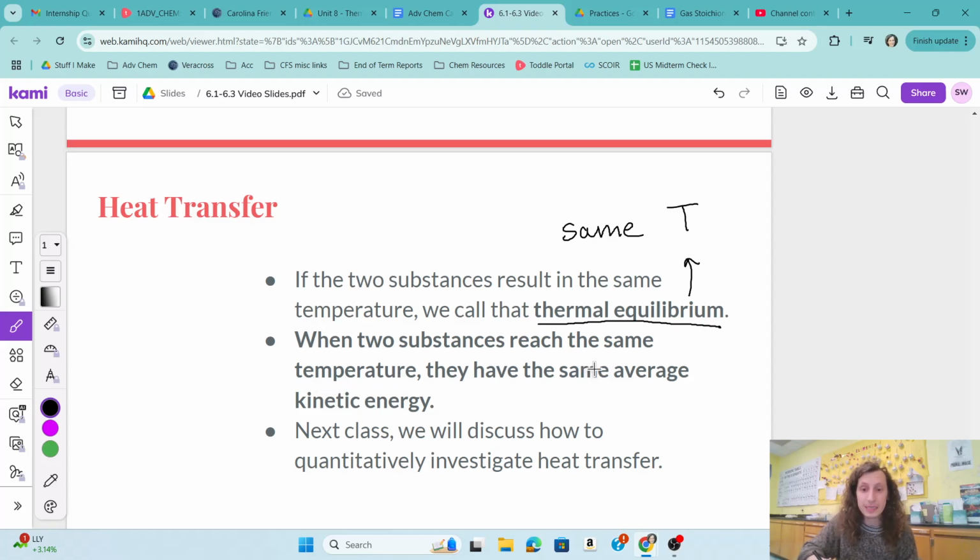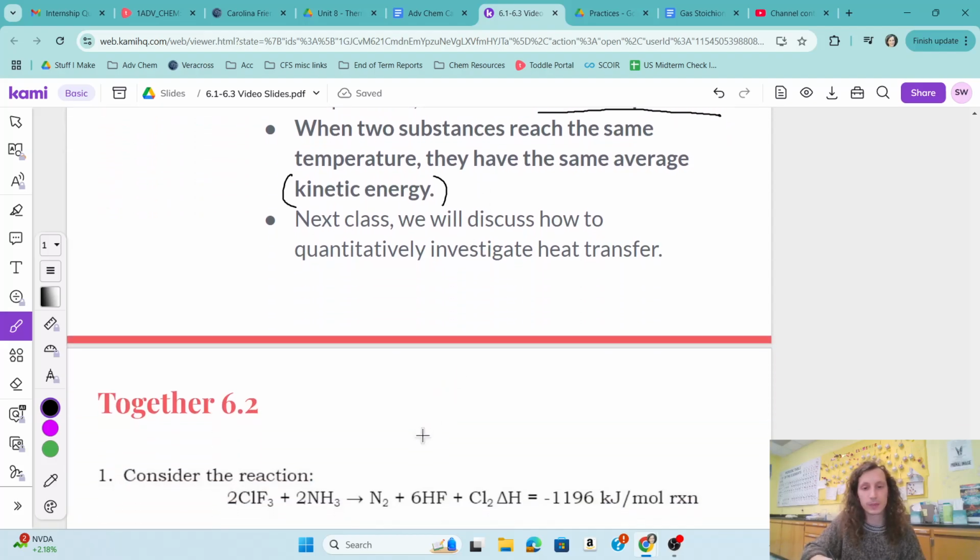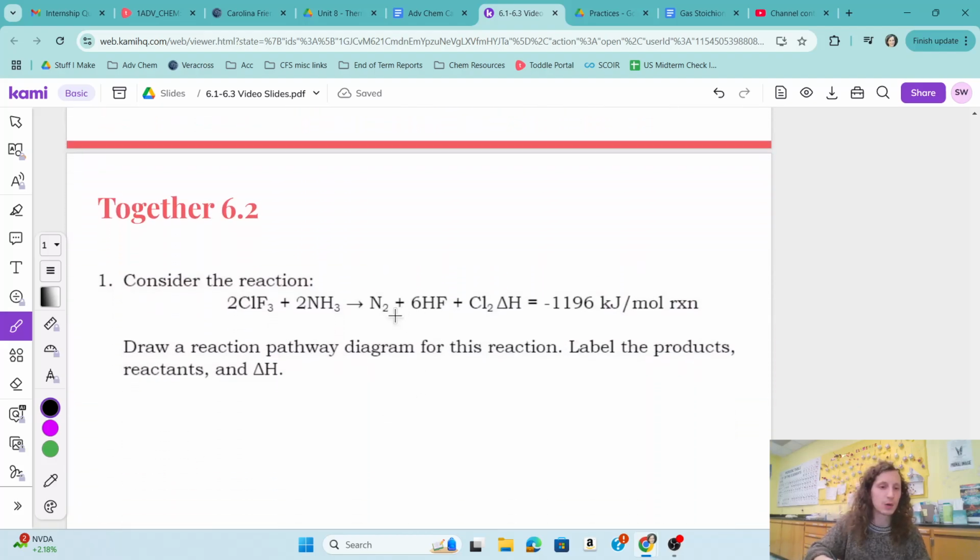Recall that temperature is average kinetic energy. So when we think about the energy transferred, once temperature has equalized between two objects that were originally different temperatures, once they've reached that same temperature, we can then do some calculations related to the actual energy that was transferred between them. So we'll get to that in our next class, but let's just look at some things qualitatively for now.